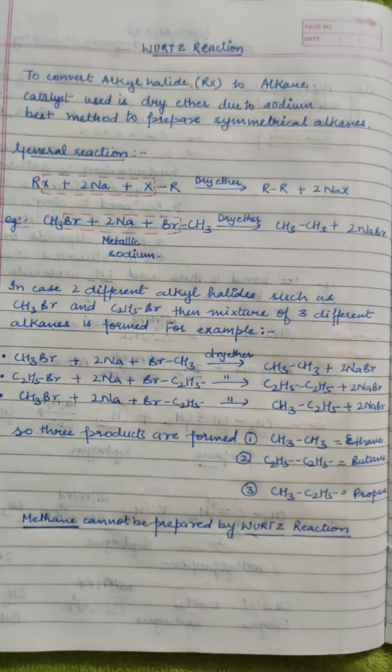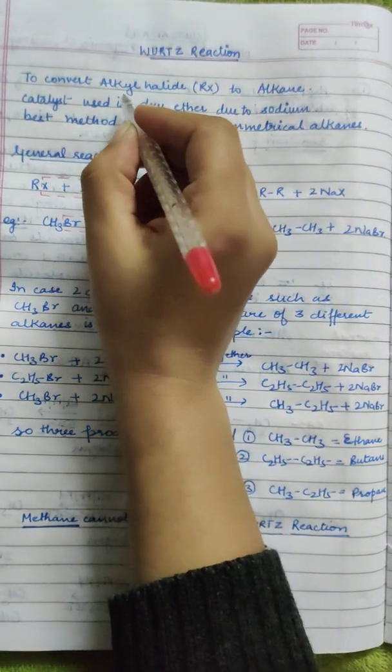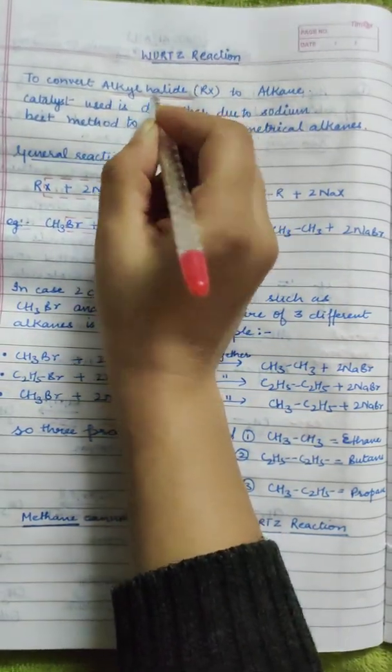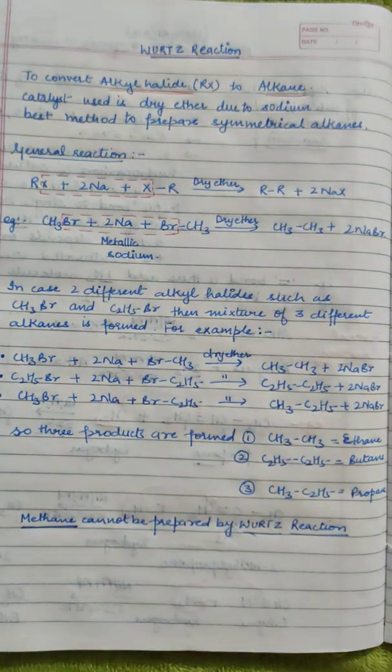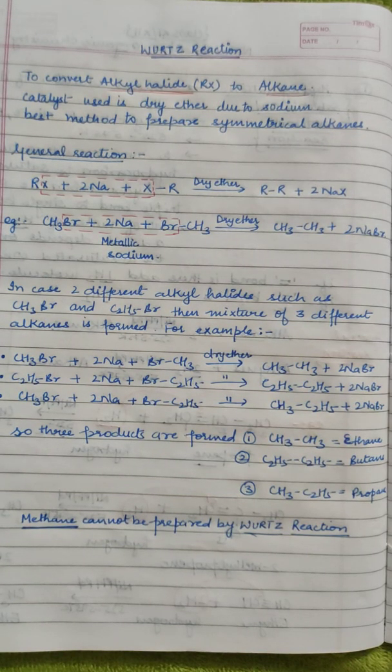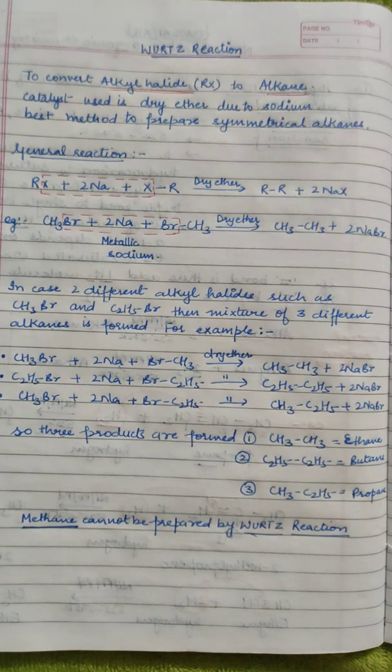So where is it exactly used? It is used to convert any particular alkyl halide to alkanes. If you want to convert any of the alkyl halides to alkanes, you can use this reaction, that is Wurtz reaction. The solvent used for the reaction is dry ether.